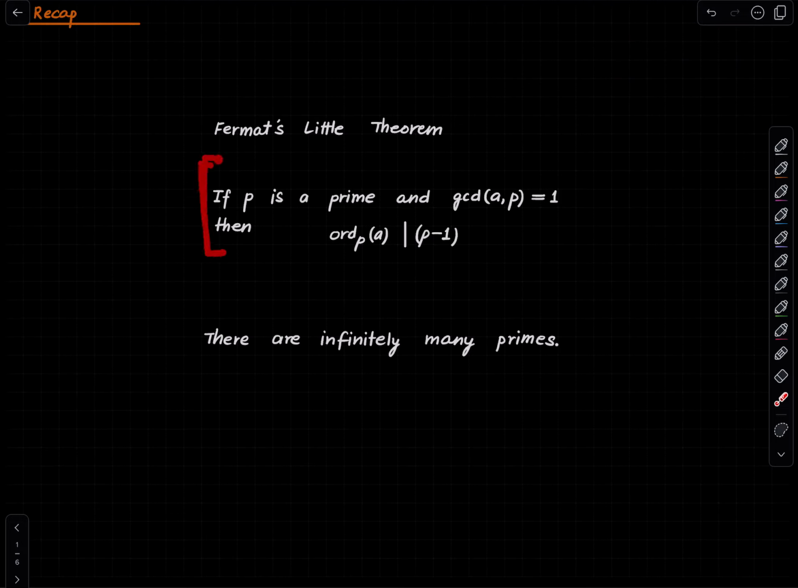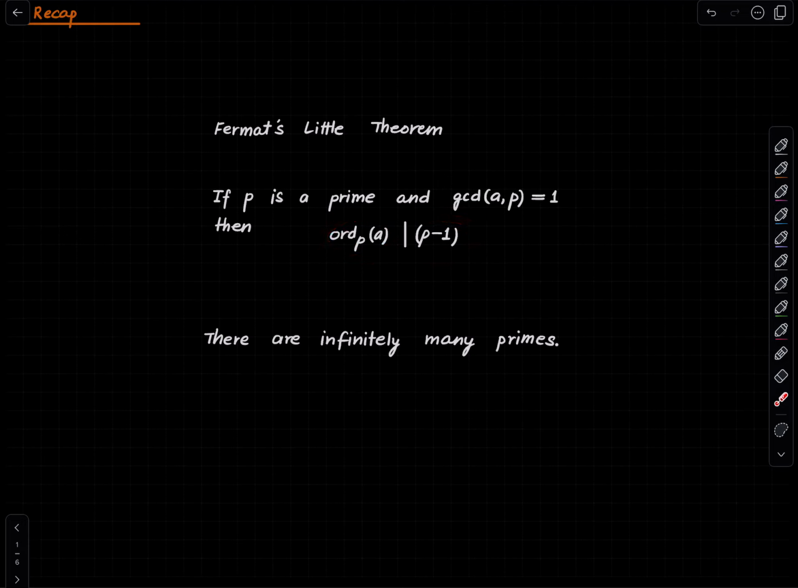We proved this last time. If P is a prime and suppose A is invertible modulo P, meaning A is relatively prime to P, then the order of A modulo P exists, and the existence was proved long ago. What we proved last time is that it divides P minus 1, and this will be crucial. Okay, so let's proceed. Some problems for practice. And now let us get started.